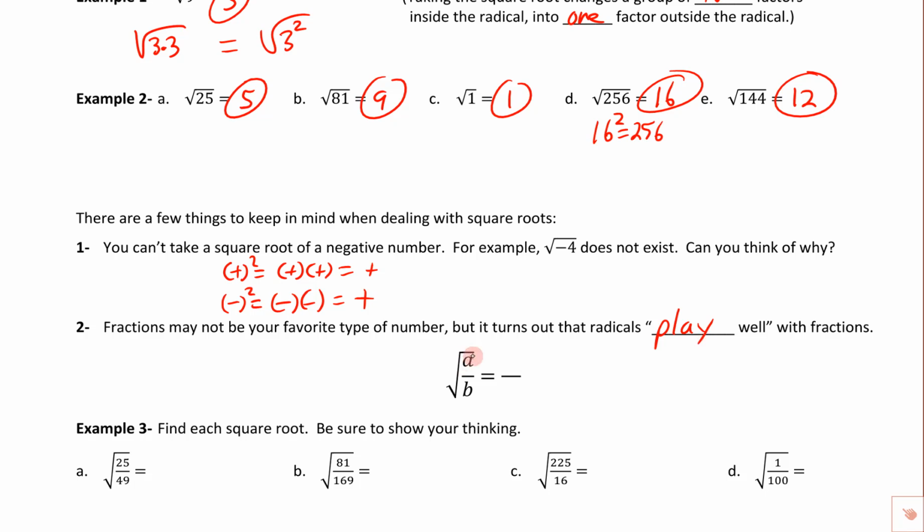If we're taking the square root of a fraction, what we can do is we can do the square root of the top and put it over the square root of the bottom, and then figure them out separately.